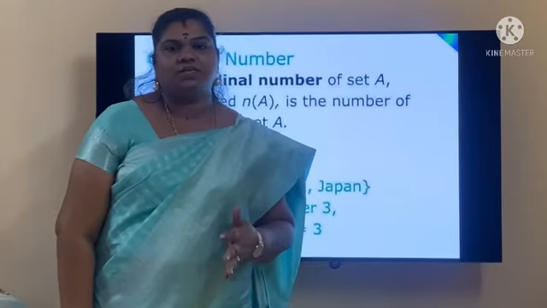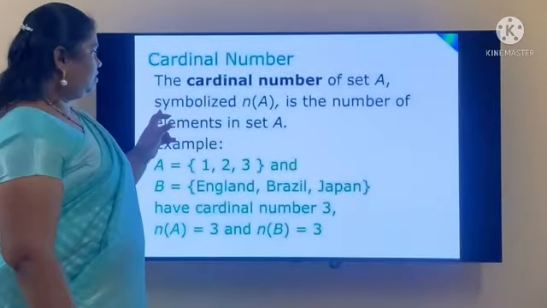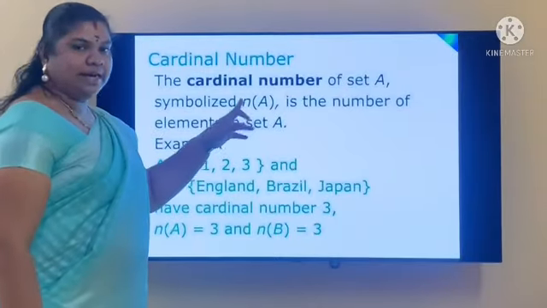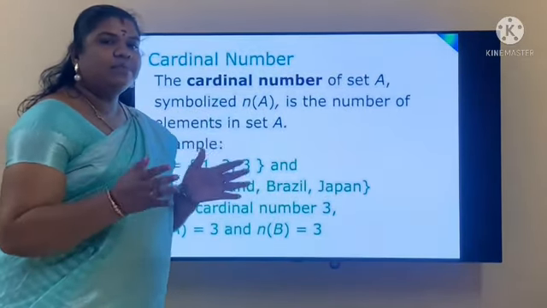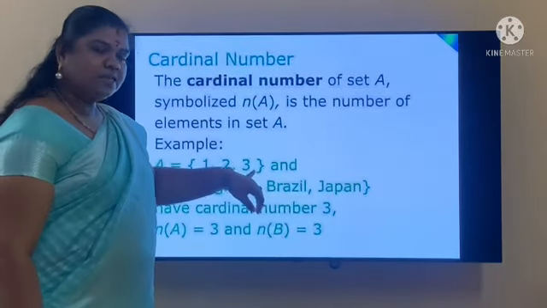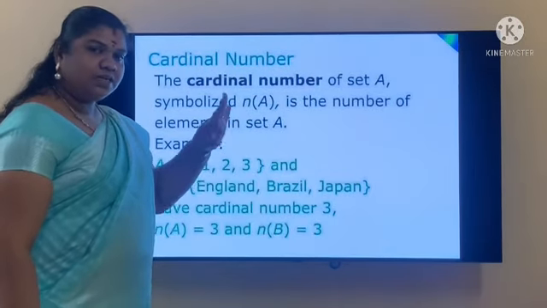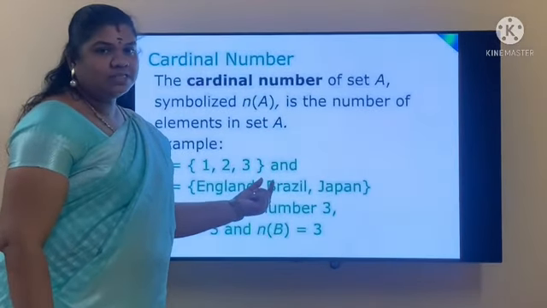Let's see the first concept, cardinal number. Cardinal number of a set A is denoted by n of A. What is the cardinal number? The number of elements in a particular set is what is called the cardinal number. For example, if you have set A: 1, 2, 3. What is the cardinal number of this? 3, because 1, 2, 3. The number of elements in the set.